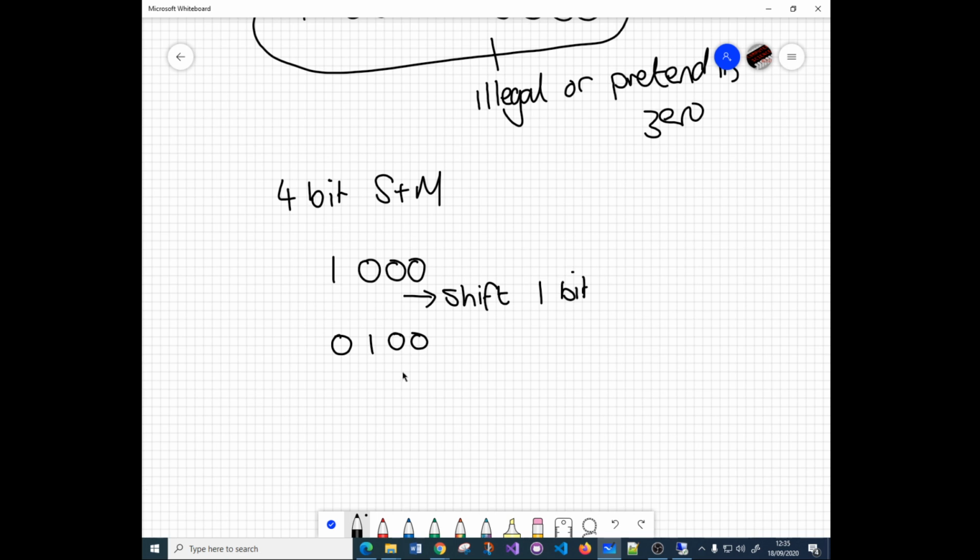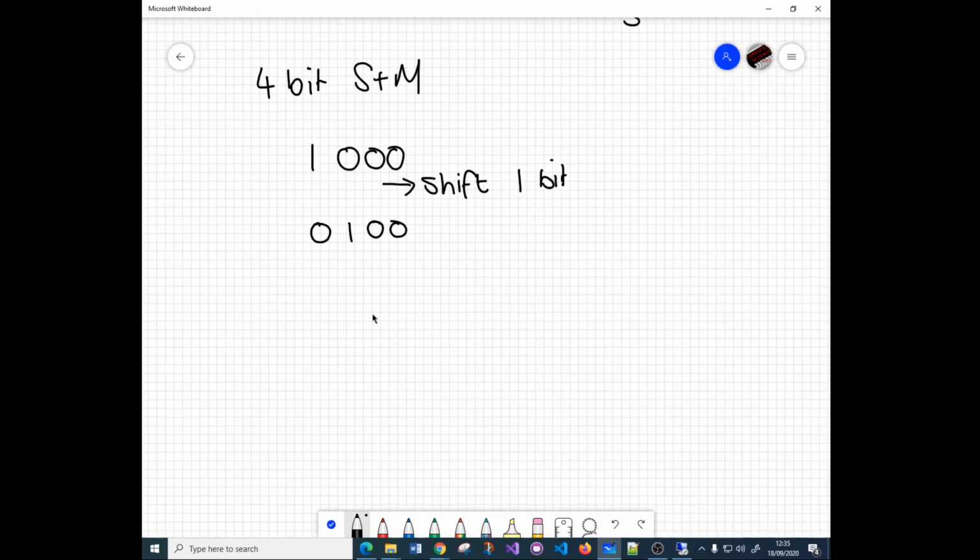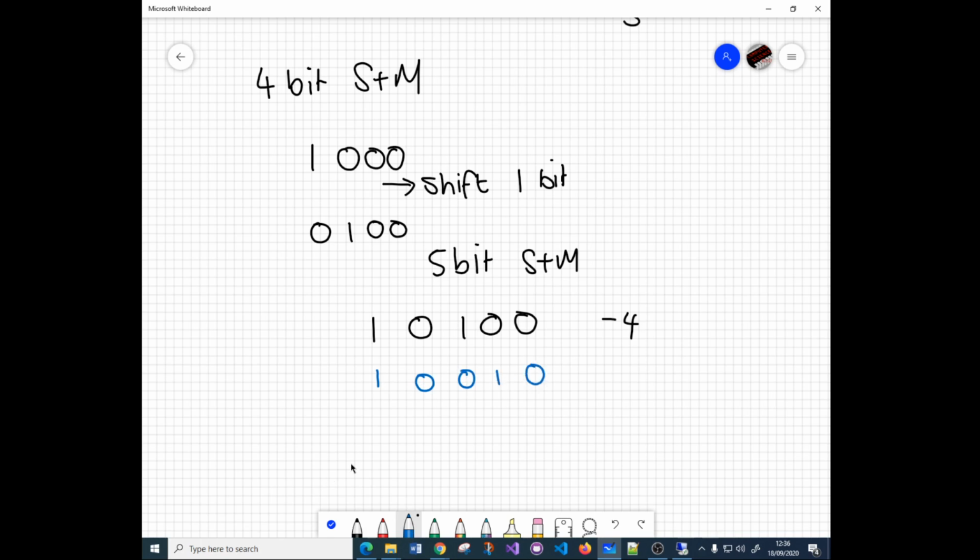Let me give you another bit pattern. So this is a 5-bit sign of magnitude number, and I want to shift it. Currently, what number is it? -4. If I shift it to the right, we're going to divide by 2, like you said, so it should be -2. What does -2 look like? Let's write down the answer: 1, 0, 0, 1, 0. So that's -2.